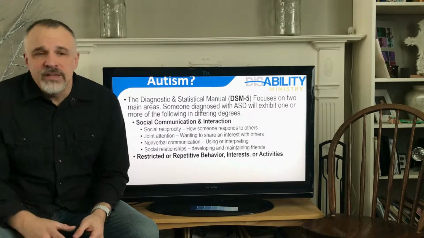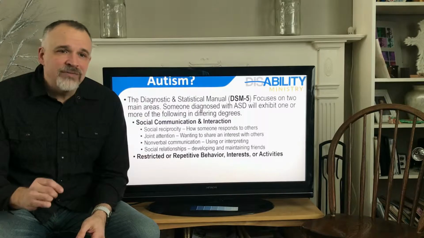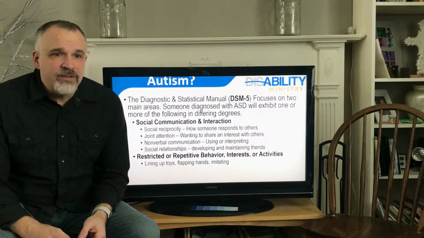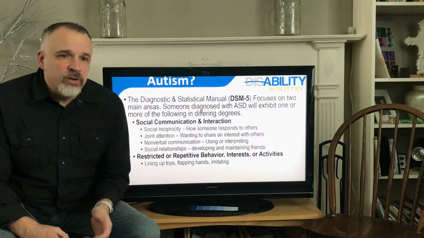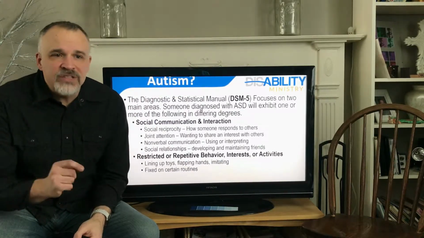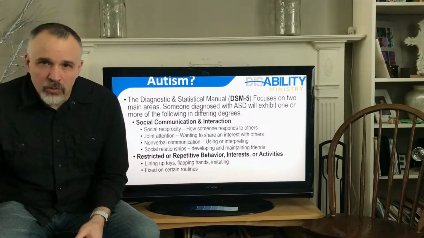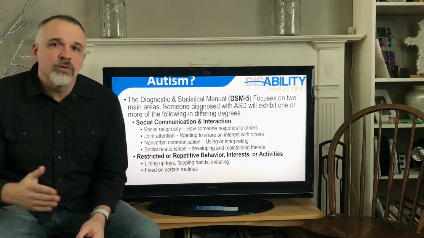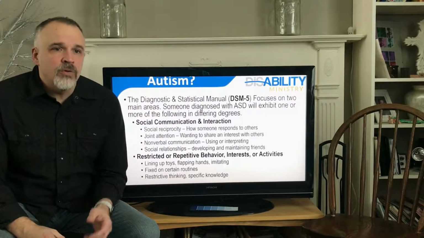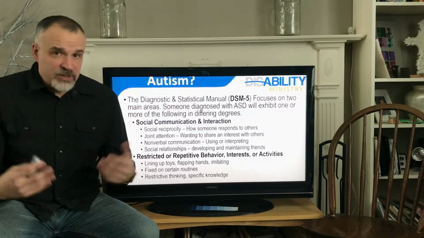The second area that the DSM-5 would look at would be things like restricted or repetitive behaviors, interests, or activities. Things like lining up toys, flapping hands, or imitating. Things like being fixed on certain routines, so you have to do everything in the same order, or you have to go the same way to work or school every day, or being consumed with restrictive thinking or specific knowledge.